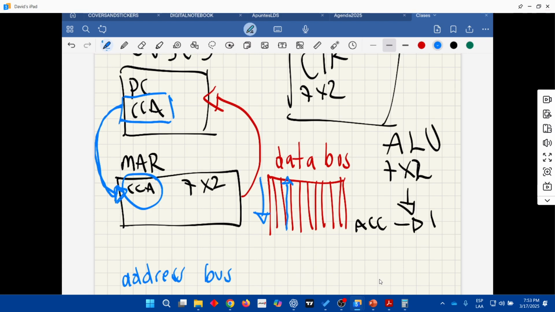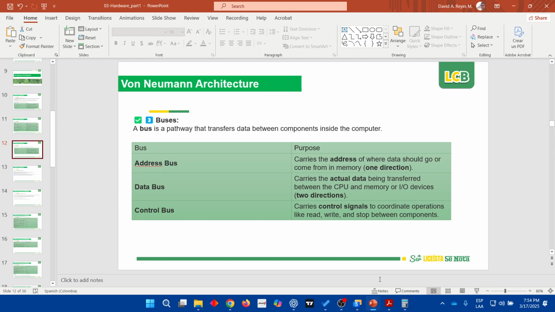Just in one direction. Okay? One direction is the address bus. Let's continue. No, the address bus, sorry.